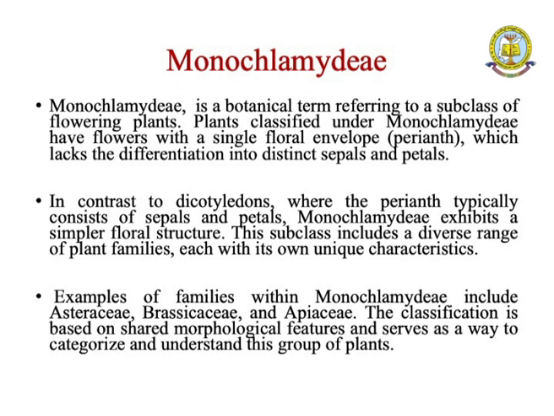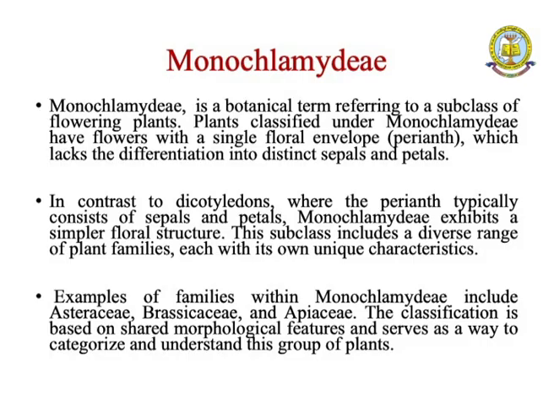We call that perianth, meaning calyx and corolla together in a single whorl. This perianth lacks differentiation into distinct sepals and petals, so this is Monochlamydeae. In contrast to the dicotyledons, where the perianth typically consists of sepals and petals, Monochlamydeae exhibits a simpler floral structure.